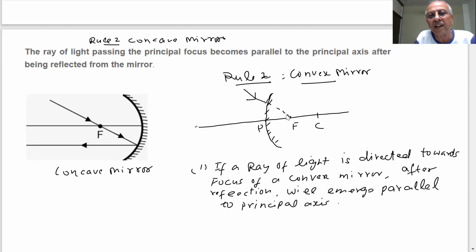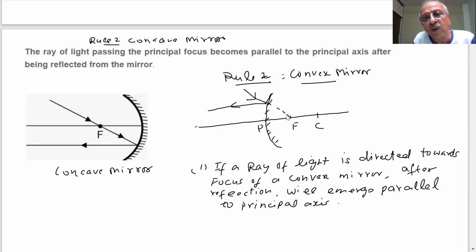This is my convex mirror. This ray is directed towards the focus. Then what will happen at this point, student? It will emerge parallel to the principal axis. This ray is parallel to the principal axis. Is it clear? Tell me. Yes, sir. And an important point to notice, note down everything and try to draw the images on paper by yourself. Then it will help you a lot. We are going to have MCQ question sessions.